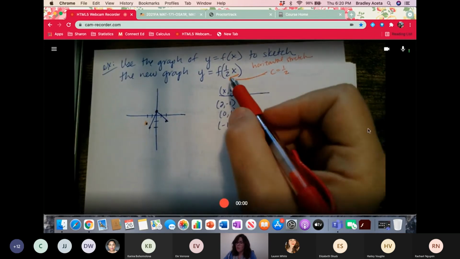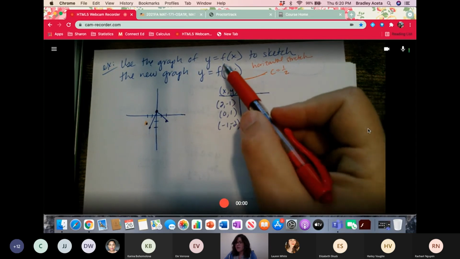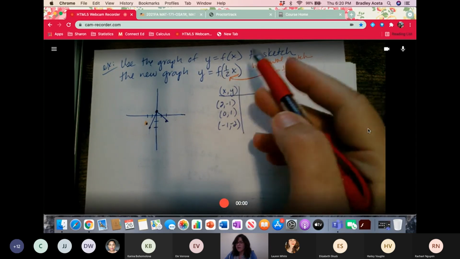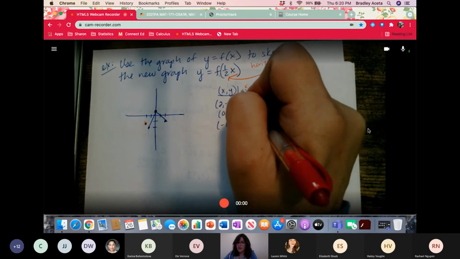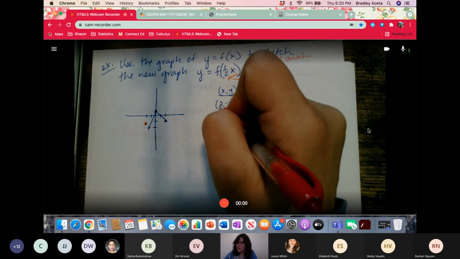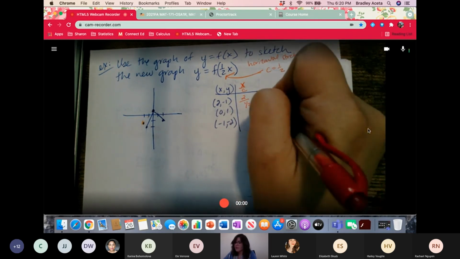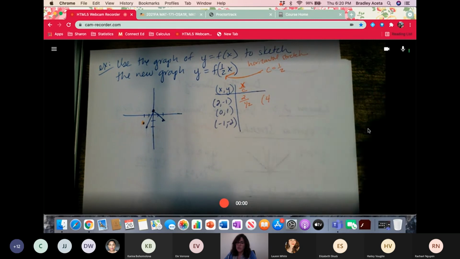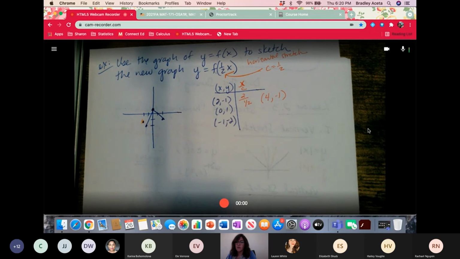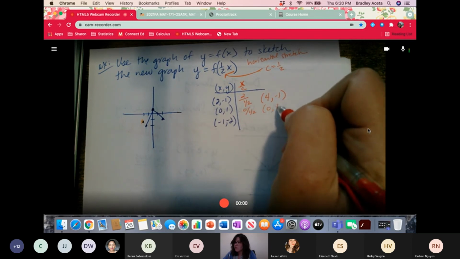And so now what I have to do, if you look at the other side of your notes there, I take my x and I divide by c. So if I take my 2, my x value, and I divide by 1/2, 2 divided by 1/2 is 4. You can check it in the calculator. So 4, -1 would be my new coordinate to make it horizontally stretch. This one, you do 0 divided by 1/2. Well, that's not going to do anything. That's just going to be 0. 0, 1.